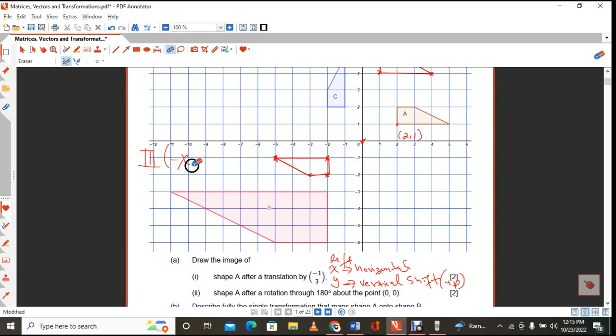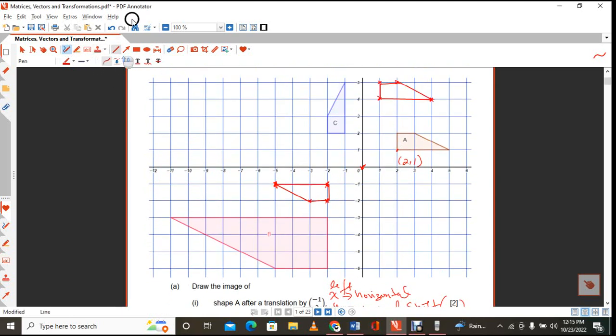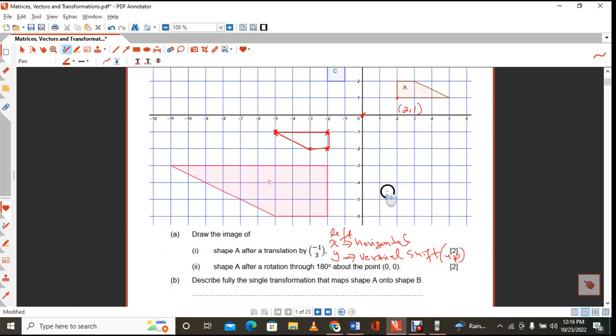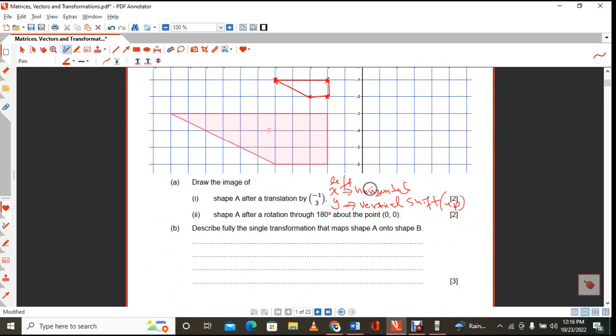Okay. So what they're now asking us to do, if you look through, is to describe fully the single transformation that maps shape A onto shape B. Of course, you can see that the shape somehow has been inverted, but you are 100% correct in saying it's enlarged. So it is enlarged. So we'll say enlargement. Okay, that's one mark for saying enlargement. Now we need the scale factor.